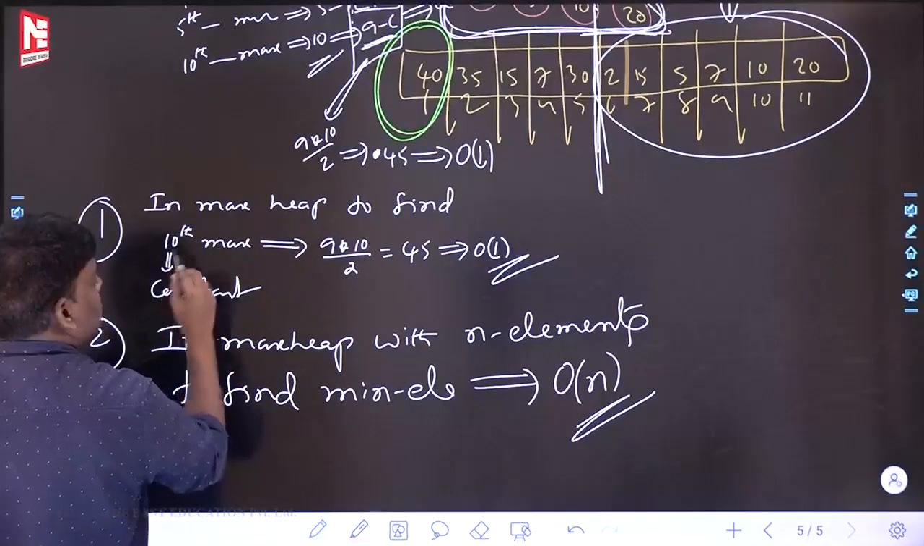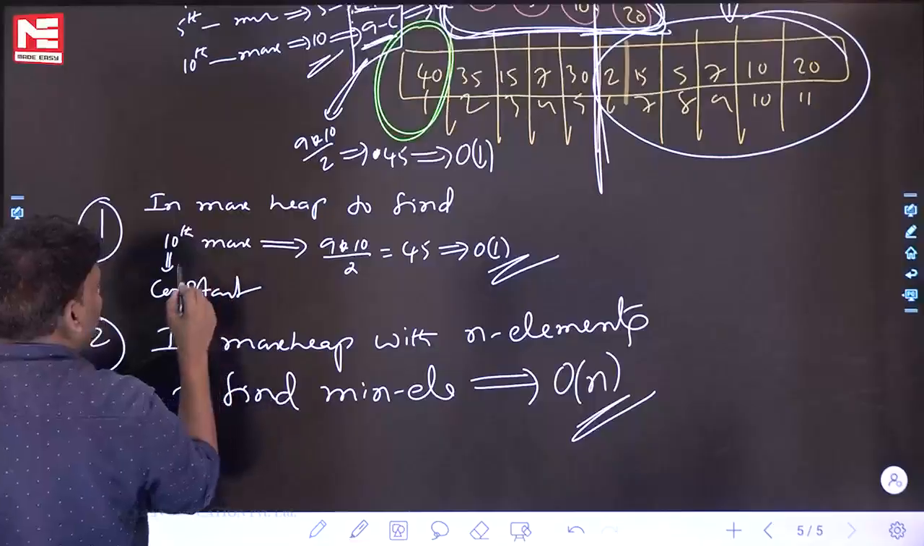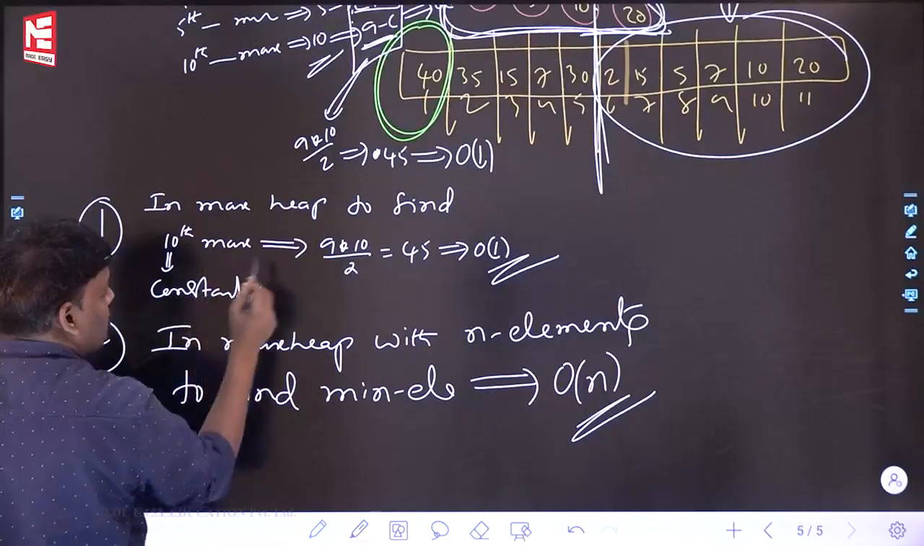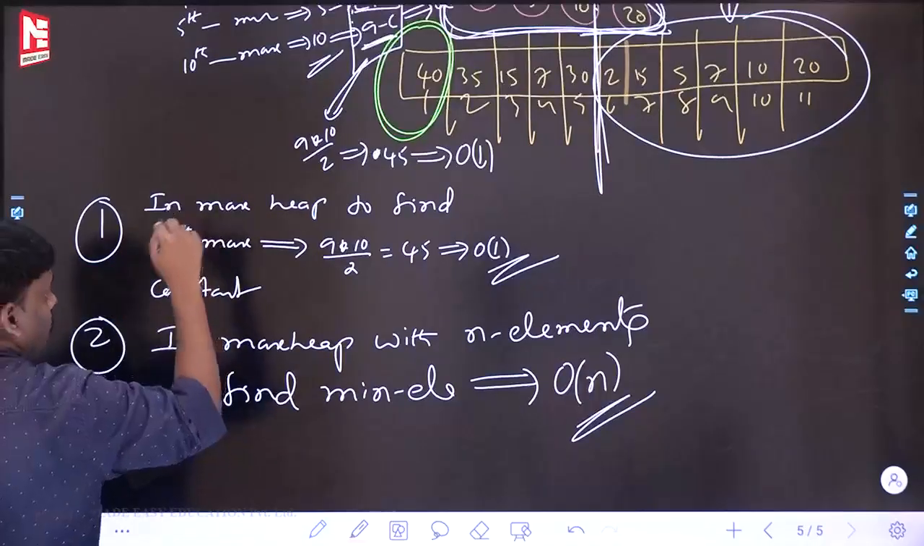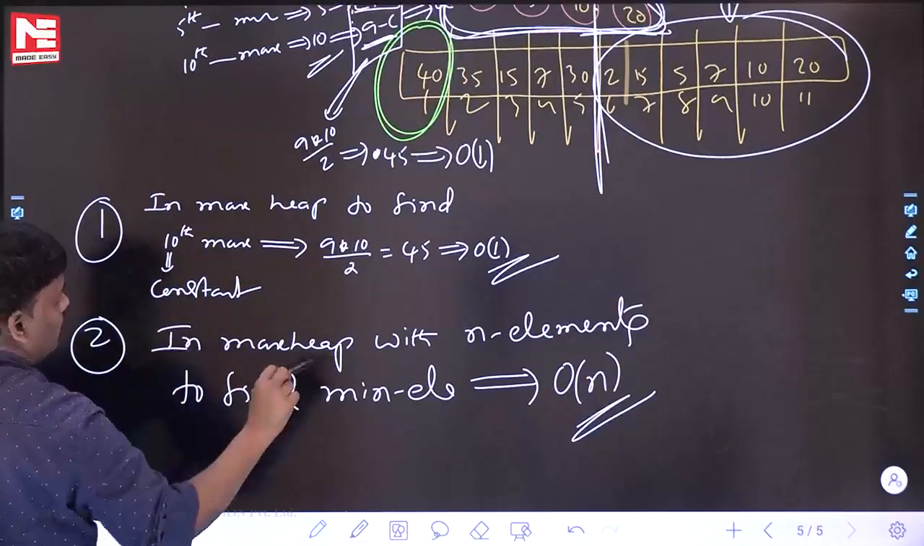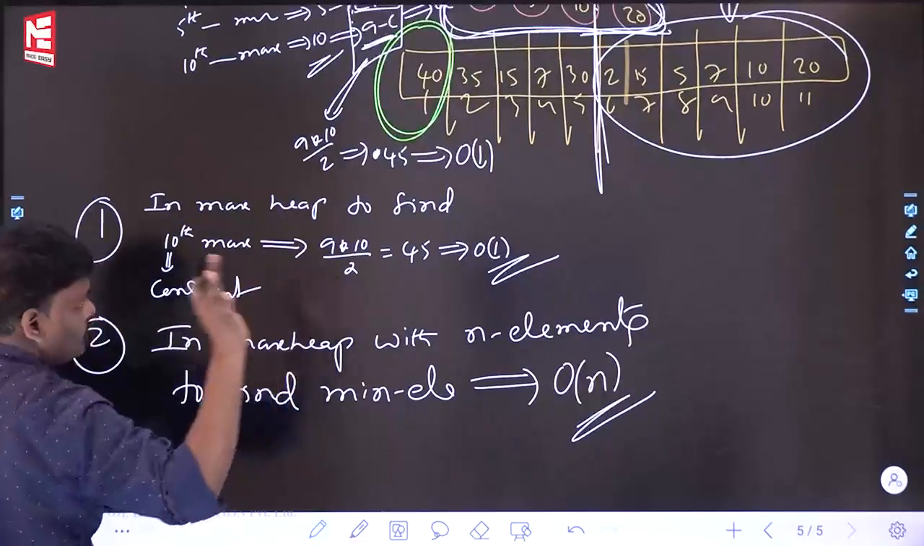Constant maximum, so what is the answer? Constant is, if 10th maximum means sum of 9 natural numbers, suppose in the 25th maximum, sum of 24 natural numbers, which will lead to constant. But when you say max heap, minimum element, no relation. First of all, max heap is an array. So just do one scan and do that.